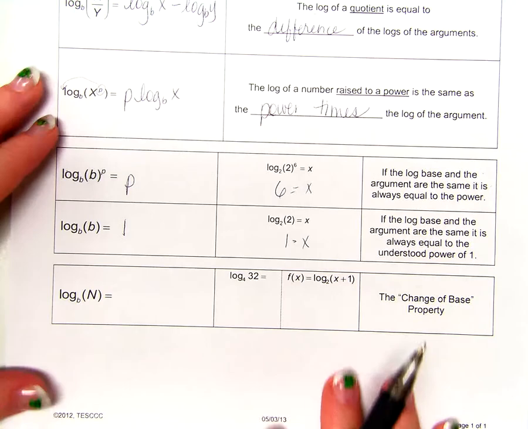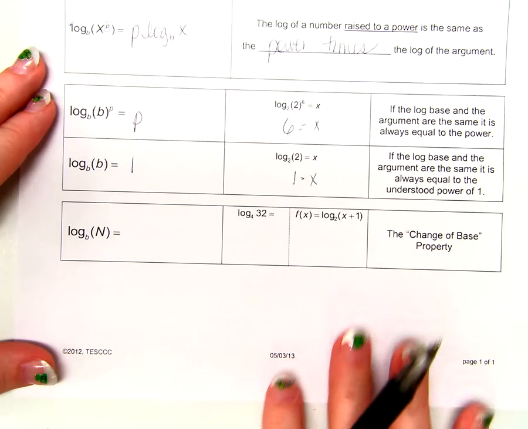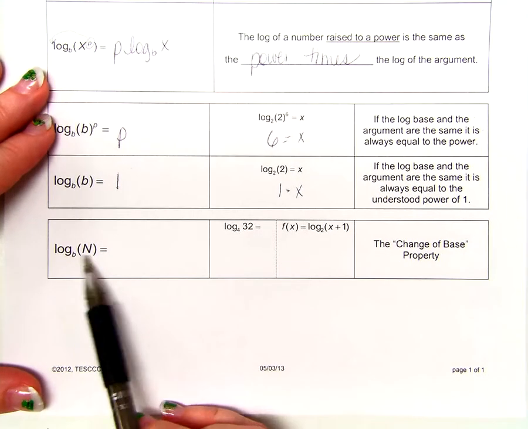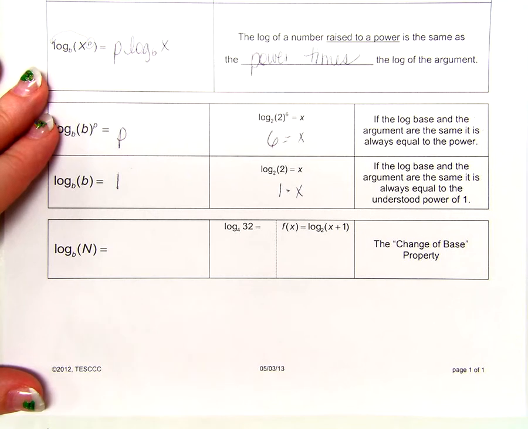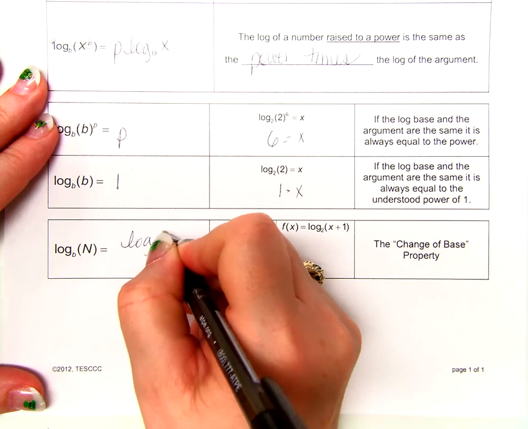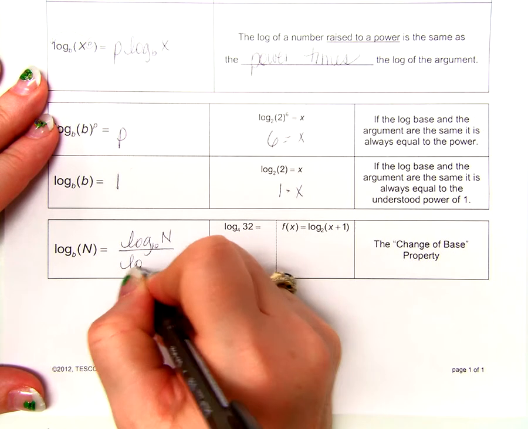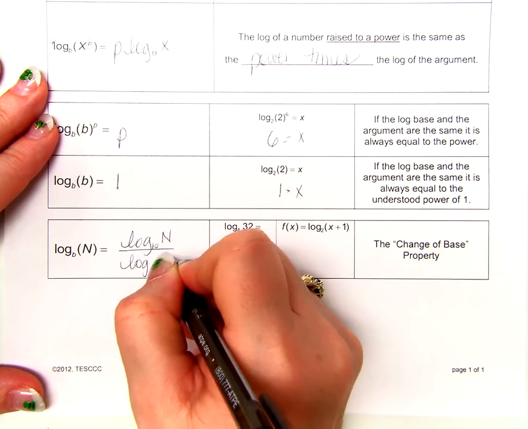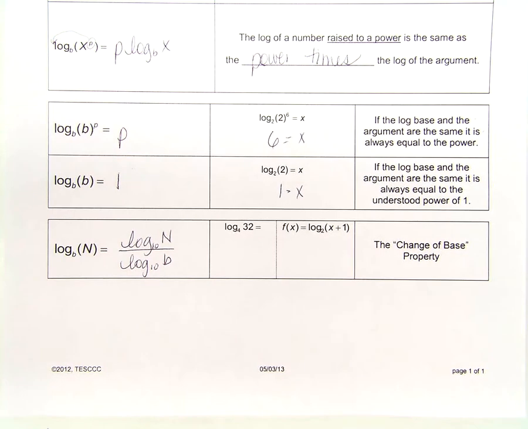Okay? The last one is the one that we worked on at the end of last week, log base b of n. Okay, this is the change of base formula, the change of base property, and this is going to be equal to the log base 10 of n divided by the log base 10 of b. Okay, now somebody asked me last week, why does it have to be 10? Why couldn't it be like 4? And in all honesty, it could be 4. It could be log base 4 of n divided by log base 4 of b.